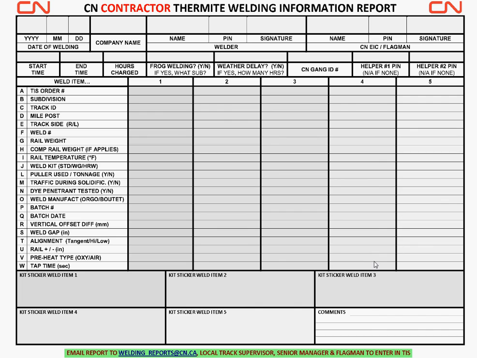When you are done, you have to email the report to the people listed at the bottom of the sheet. The first one is welding_reports@cn.ca. If you don't know how to spell it or get it right, you can click the link welding_reports@cn.ca right at the bottom, and it creates a new message for you. The next one is a local track supervisor. Whatever territory you're on, you have to send a welding sheet to the local track supervisor. So please ask your flagman and he will provide the email for you.